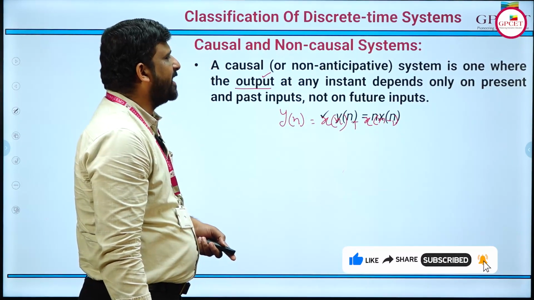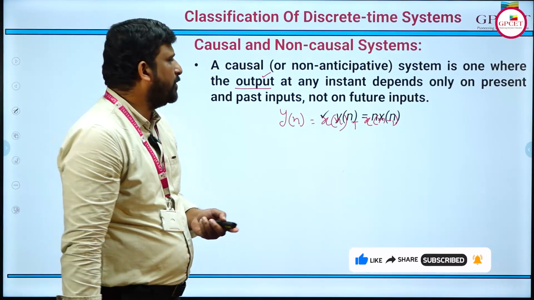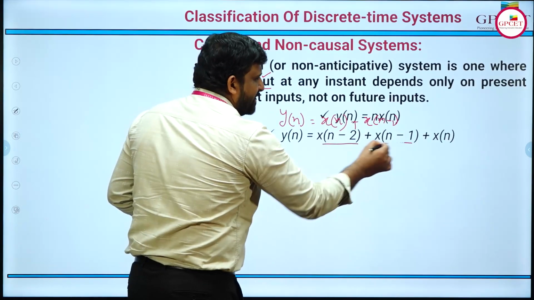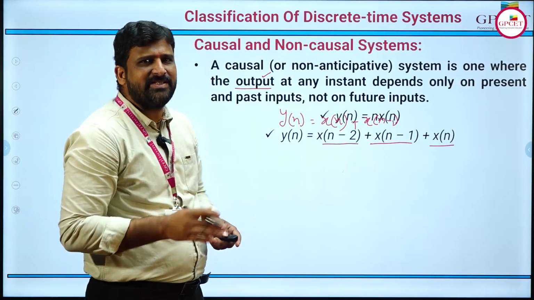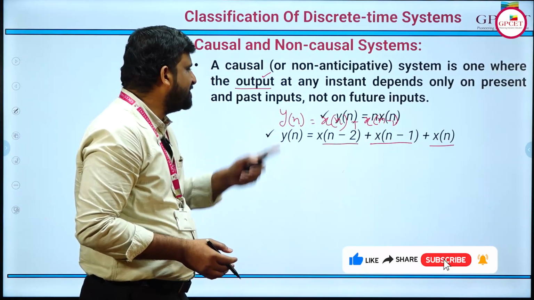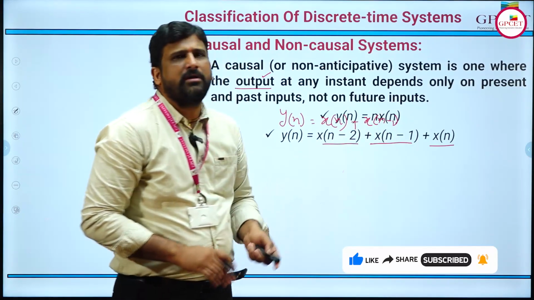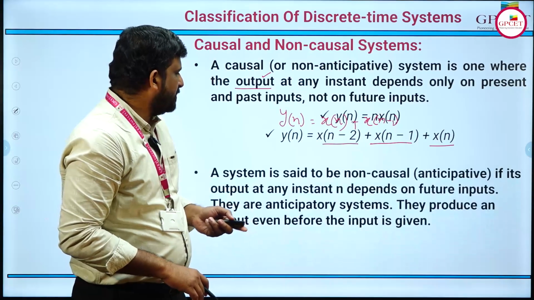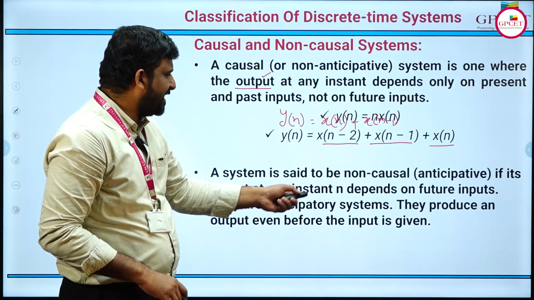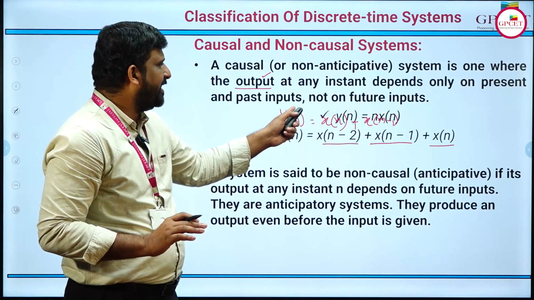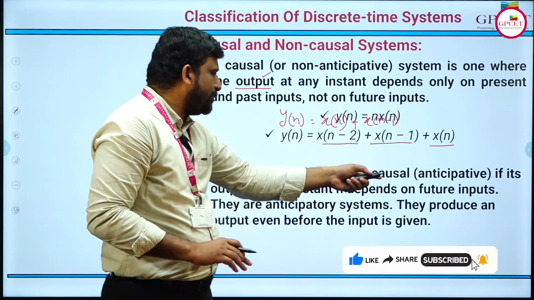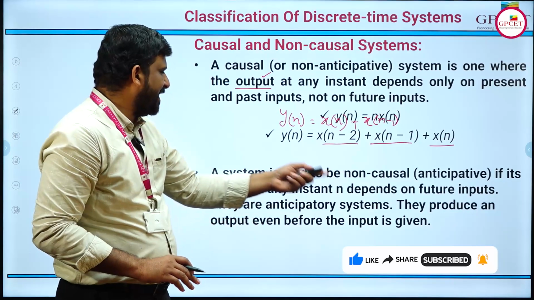y of n is equal to n into x of n. That means it is depending upon the present input. Or else you can see here y of n is depending upon the past input and present inputs. Okay. So now it is very clear that a system is said to be a causal or non-anticipative system when the output depends upon the past and present inputs but not on the future inputs. In the opposite case, a system is said to be non-causal or anticipative if its output at any instant depends upon the future inputs. So here it is depending upon the present and past inputs, and coming to the non-causal system, it depends upon the future inputs. So it is said to be an anticipatory system.